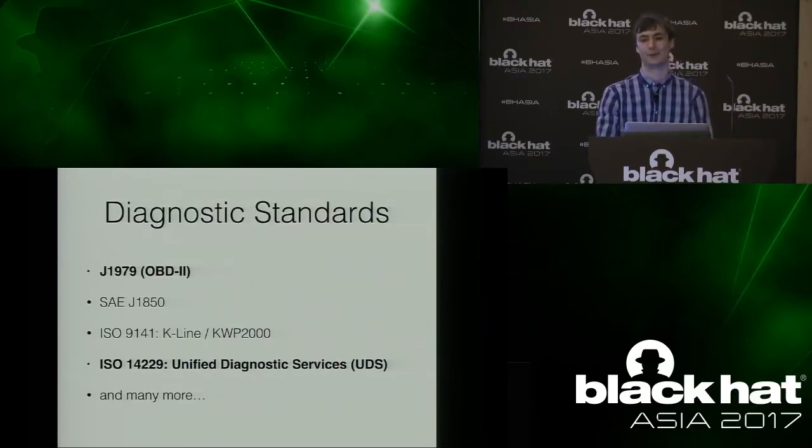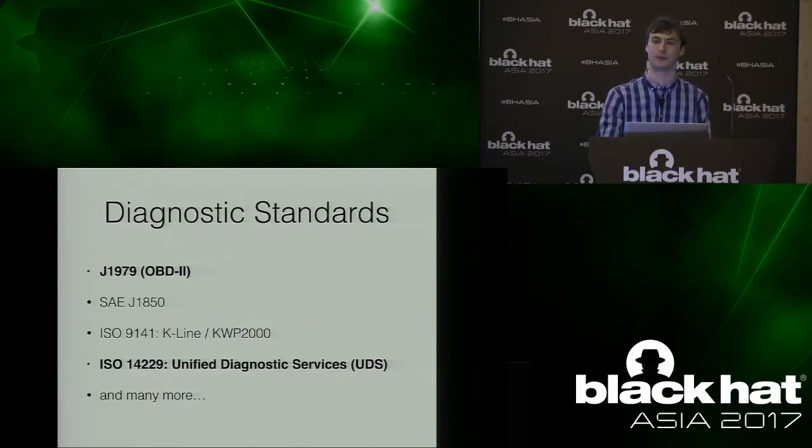J1979 is also referred to as the OBD2 standard, and this is used for mostly emissions purposes. It was standardized originally as OBD by the California Air Resources Board for the explicit purpose of doing smog testing on vehicles. Now it's used for a couple other things. You can buy really cheap tools for it.